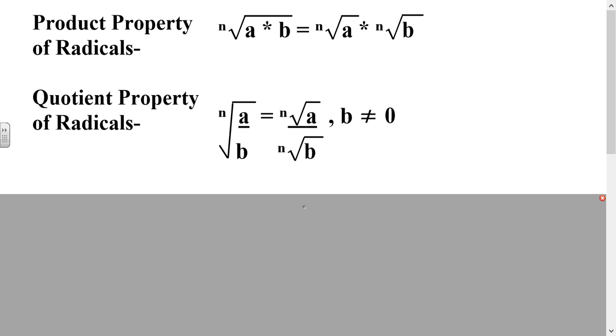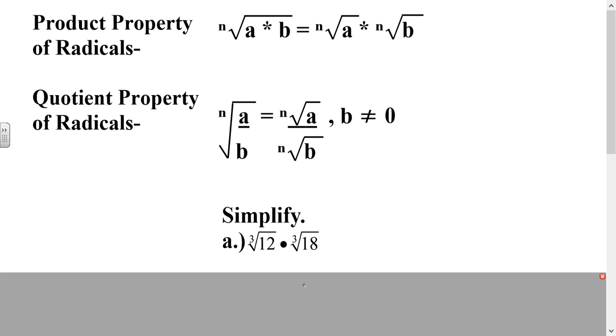Now notice on these problems that n is the root on all of them. That means that the root has to be the same. So I can't do a cube root times a fifth root. I can't take a square root divided by a cube root. You have to have the same root or these properties do not work. So we're just going to jump right in and do some examples. It shouldn't take too long.